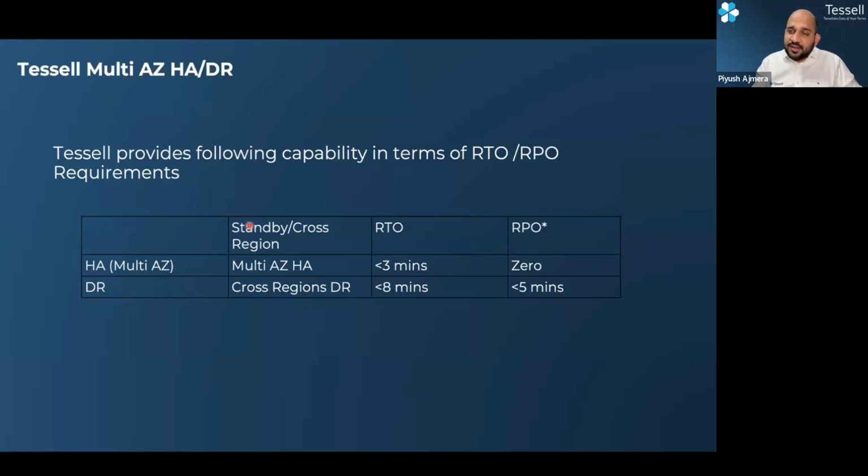From the Tessell side, especially, there is no delay per se. It all depends on how many archive logs have been generated and the size of the machine, the time it takes to apply those archive logs. And as soon as those archive logs are applied, you'll see in sync. We show you a green button. Okay, you are in sync. You can do a seamless failover.